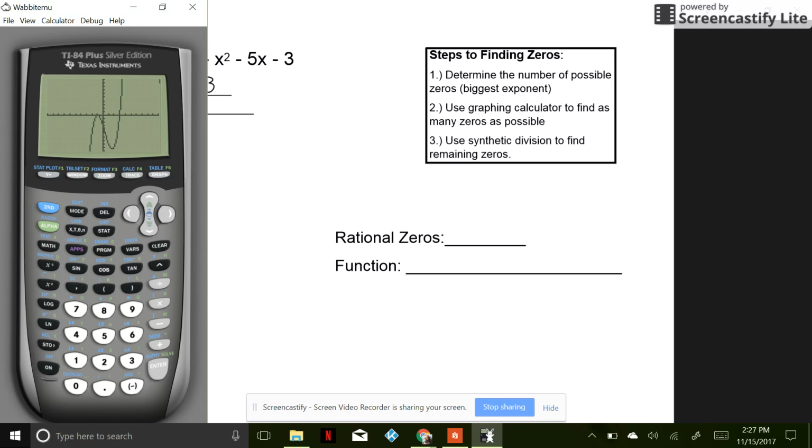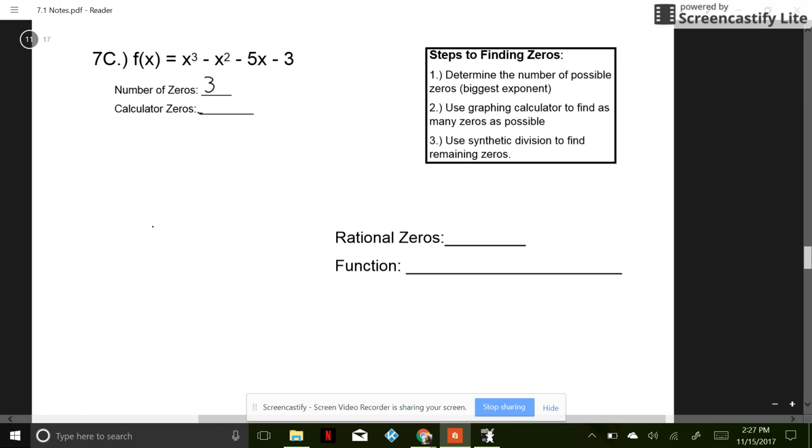So we can see 2 zeros here. One's going to be to the left of the y-axis, one's to the right. We have one at -1 and at 3. So again, we're going to use some synthetic division. I'm going to pick -1. I'm going to write my coefficients.